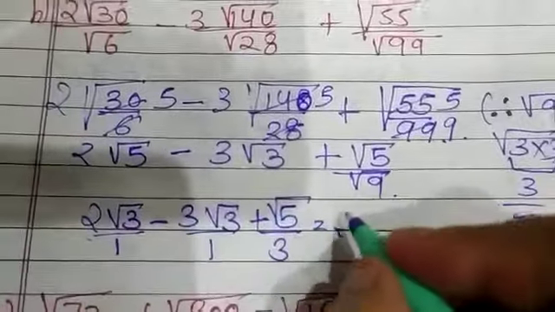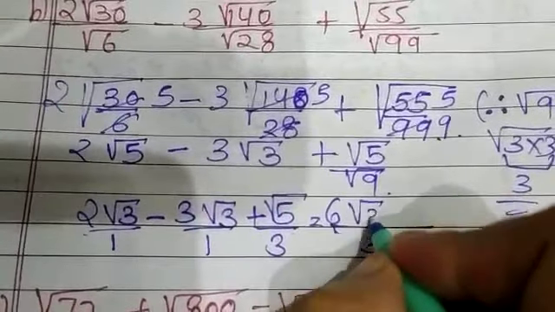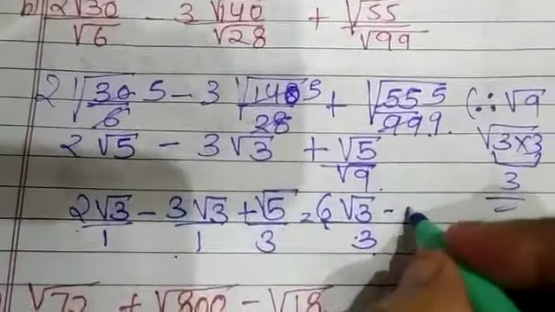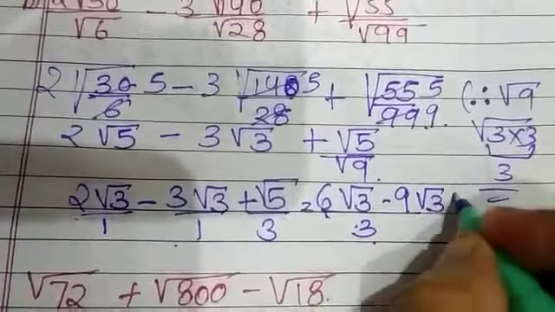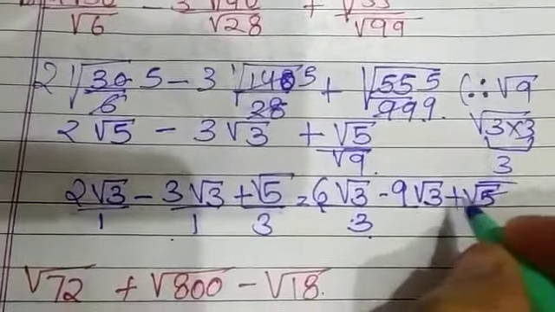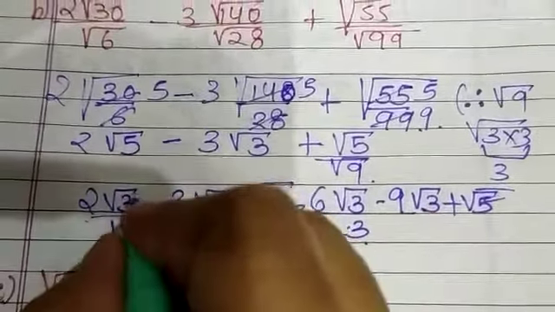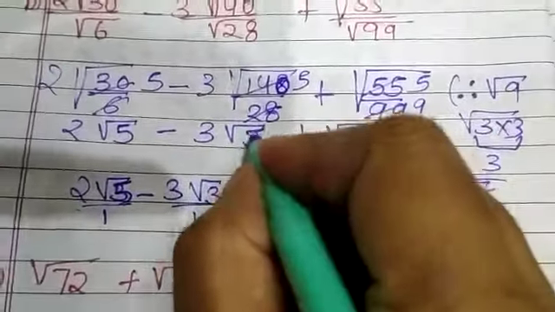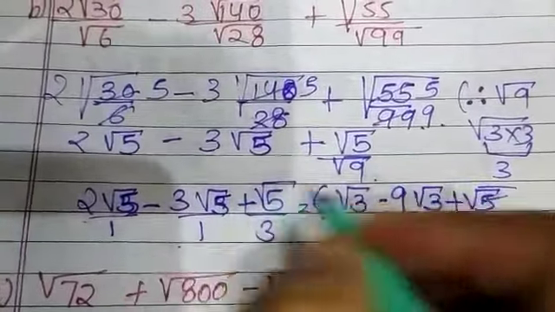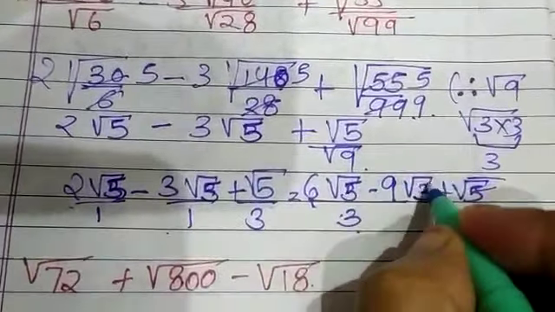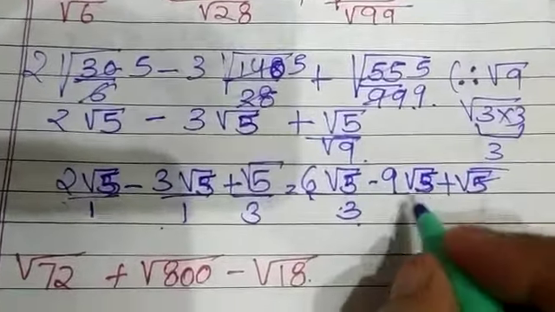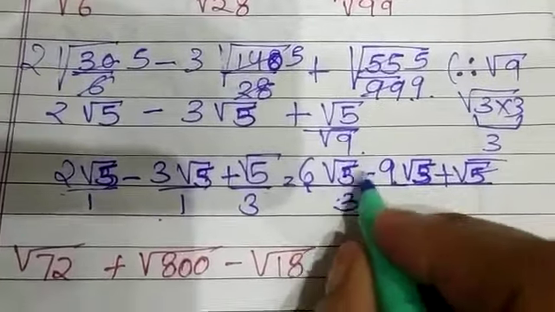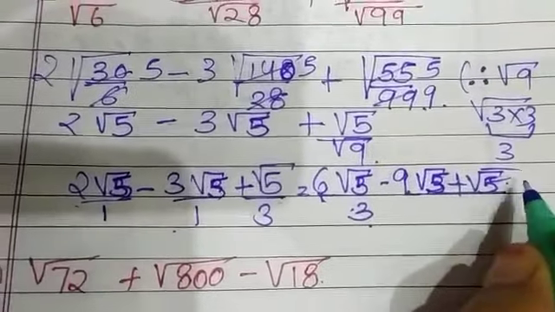Now 3 1s are 3 and 3 2s are 6, correct? Minus 3 1s are 3, 3 3s are 9, 9 under root 5, plus under root 5. Sorry, this is your 5 over here. This is also your 5 over here. So this is also 5 and this number is also 5. Now you can solve it because all the terms are with under root 5.